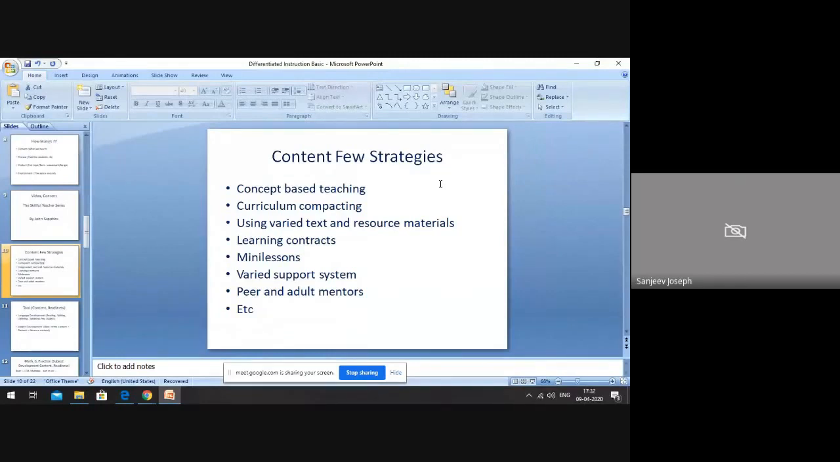We can use varied text and resource materials for presenting content. Content is, as I was telling, something the children should know and what we want them to learn. There's a learning contract, another strategy which we use. Mini lessons: we make lessons in a small or miniature form and present them to the children. We have varied support systems, peer and adult mentors.